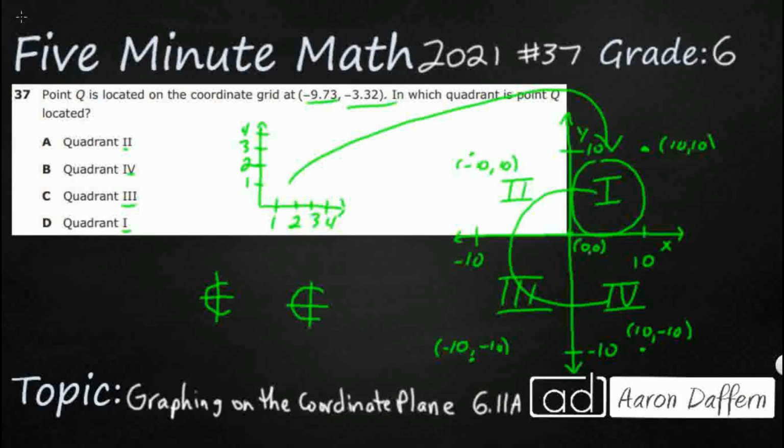So you have to know where you start. Remember the letter C. And so we have this negative, negative. That means it's going to be down here in quadrant 3.